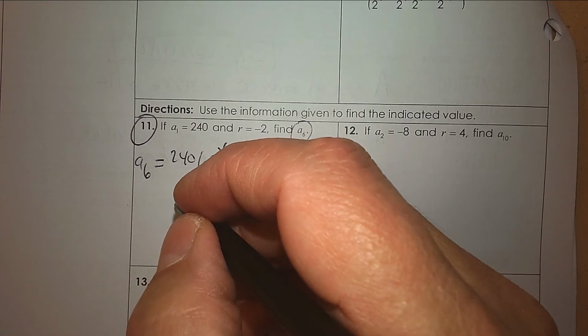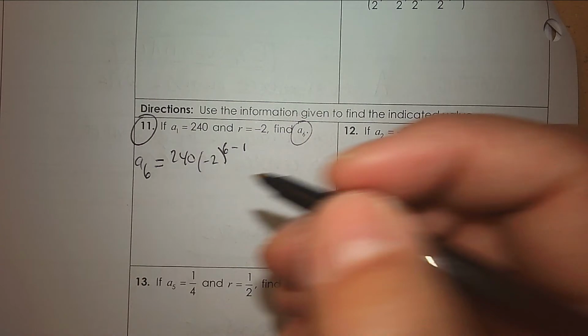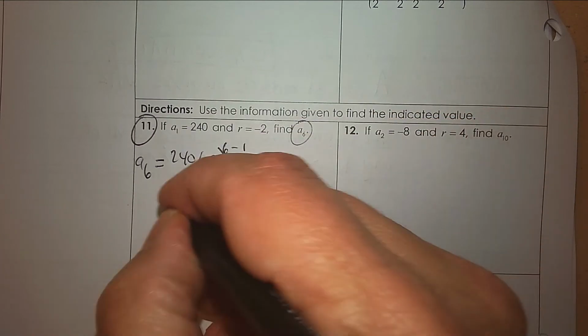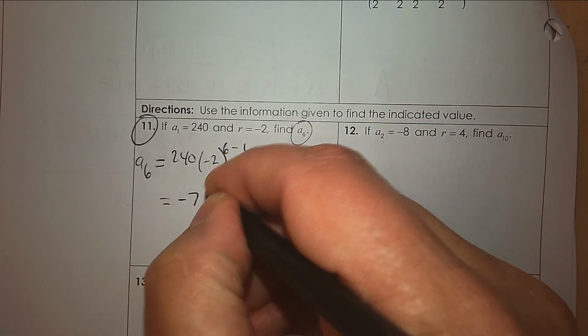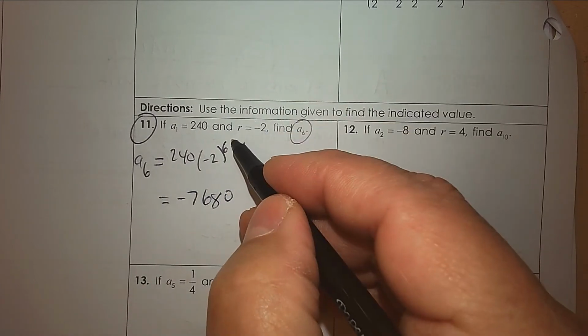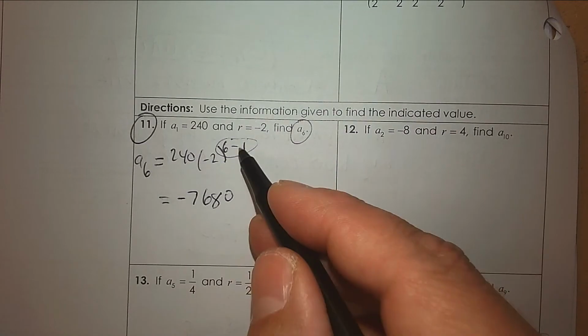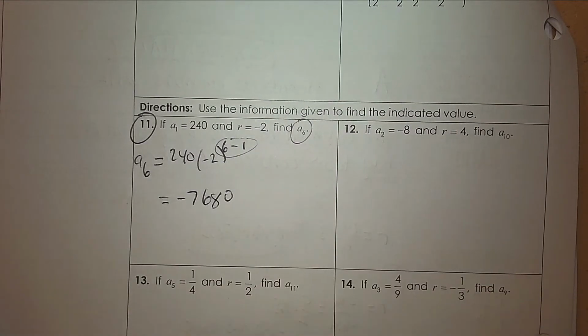So, using your calculator, the answer is -7,680. And it's okay when you use your calculator to just put in 5. That's less of a headache, isn't it? You know what 6 take away 1 is, so just write down the exponent as 5, and you saved yourself a headache typing it in. All right, number 12.